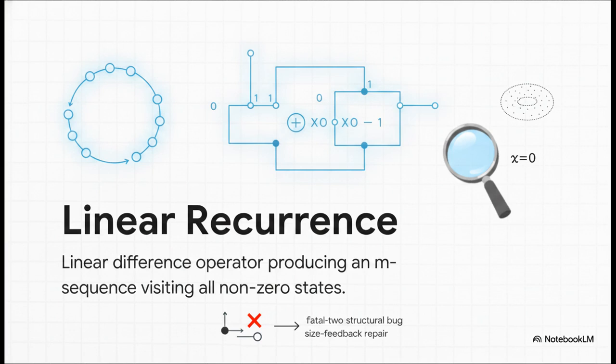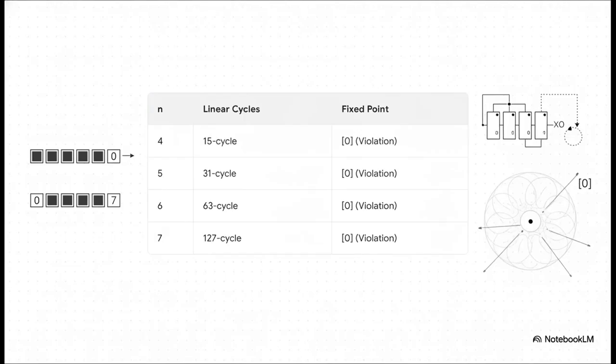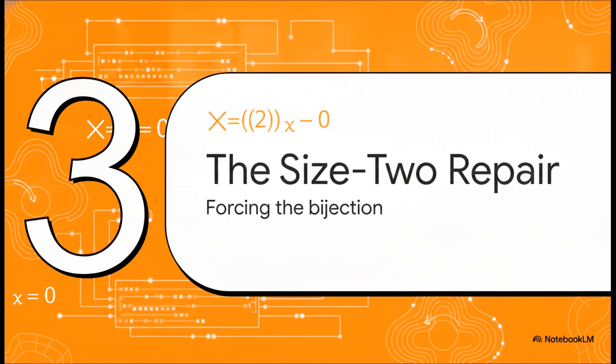Well, there's a fatal structural bug lurking in the math. When you look at the math across different lane widths, say n equals 4 all the way up to 7, you hit a wall. In a linear rule with no constant term, 0 plus 0 is always 0. You can't avoid it. Because of that, the all-zero state at the origin maps only to itself, creating an absorbing fixed point. And there it is, an absolute C1 violation. The origin is a state that structurally refuses to change. So how does the universe handle that?